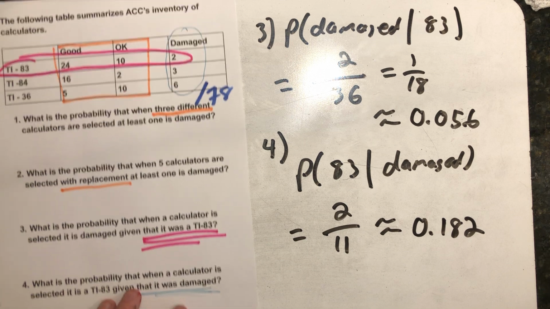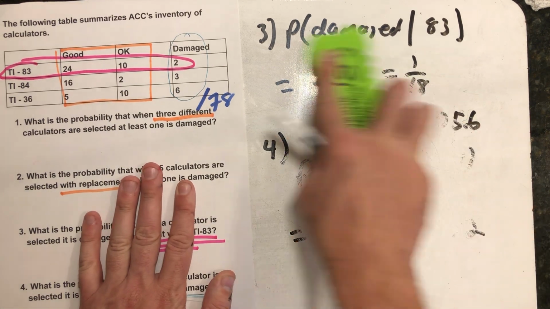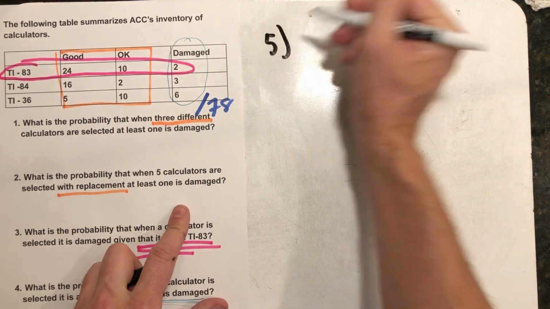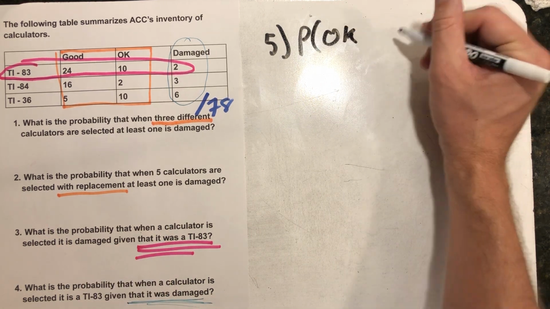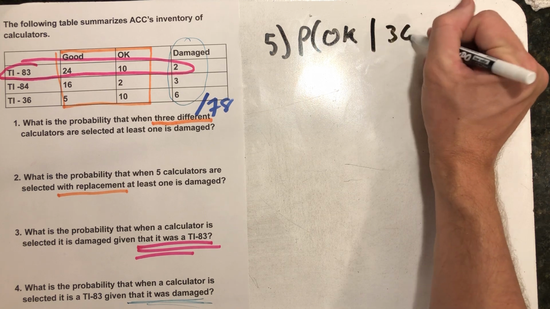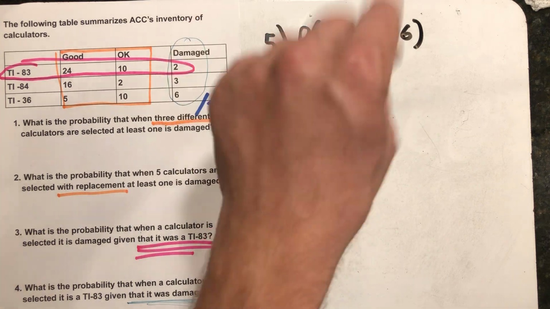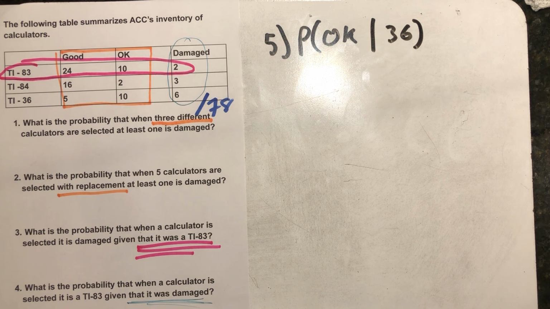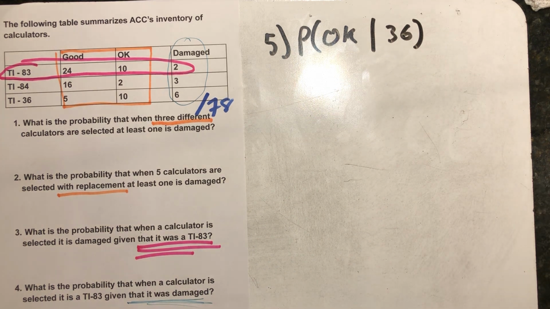Well, that's the last problem I have printed here, but you know what? I feel like doing one more conditional probability problem. So, let's just make one up. What's the probability of getting an OK calculator given it was a TI-36? Well, before we solve this, I'd like you to take a moment, pause the video, and write a question in words where this probability statement would be the answer. Just like this question we wrote down in probability statement. Write down the question that would match this. Pause the video here and try that.